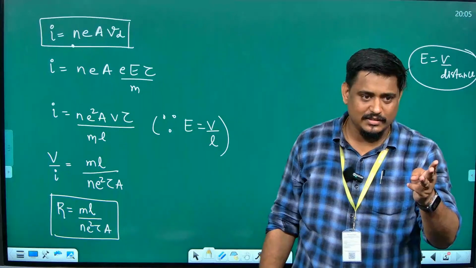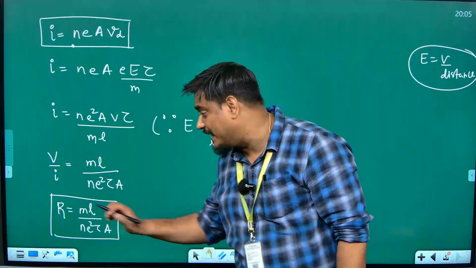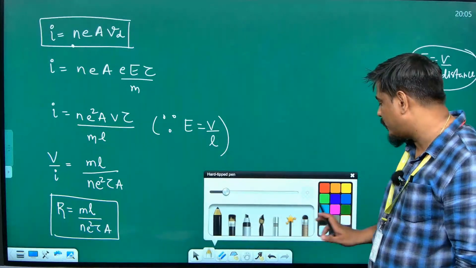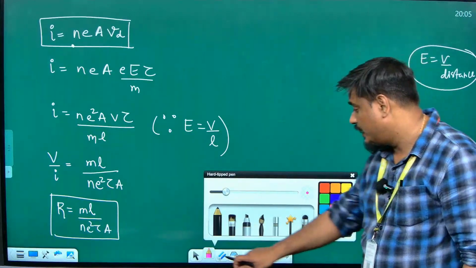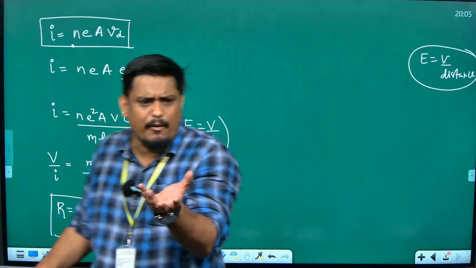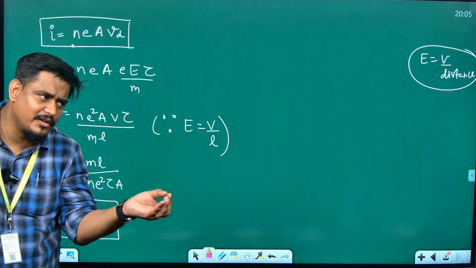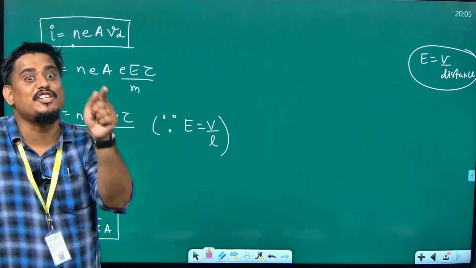Third point also clear. Fourth point is the nature of material. Nature of material is given by this N, that is number of electrons per unit volume. Now number of electrons per unit volume is a function of what it is made up of. Aluminium will have different electron density, gold will have different, copper will have different. That's why we say that resistance depends upon nature of material.